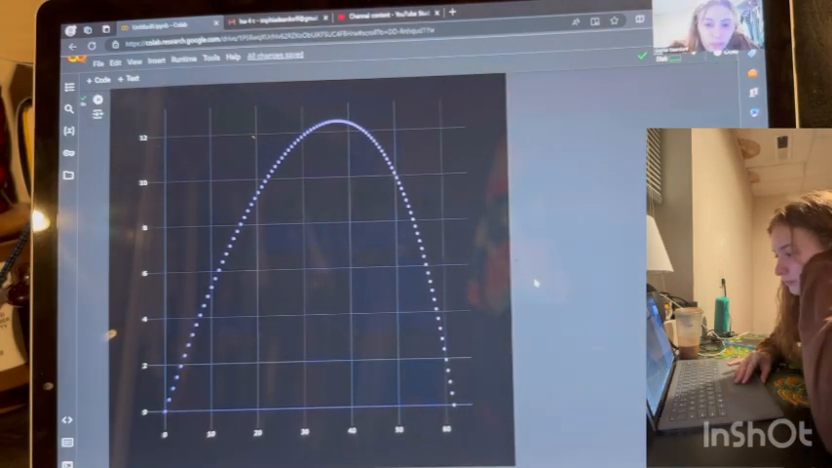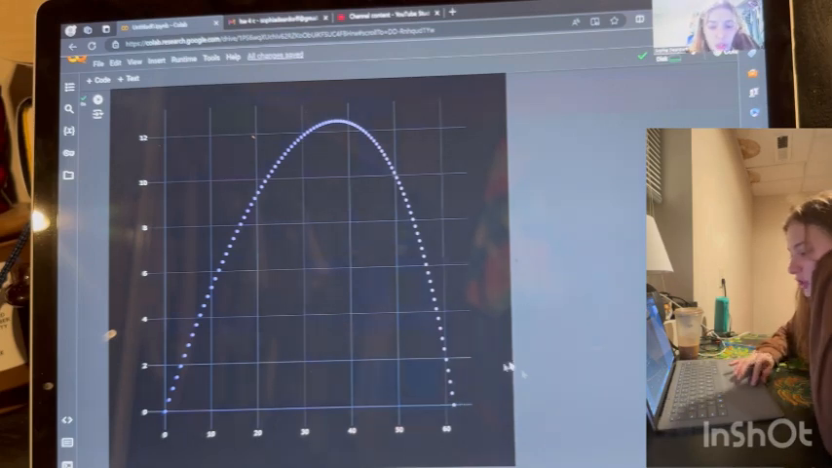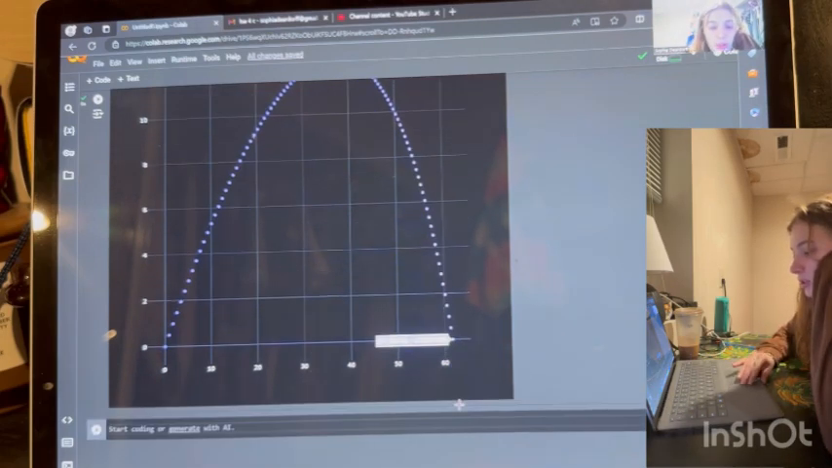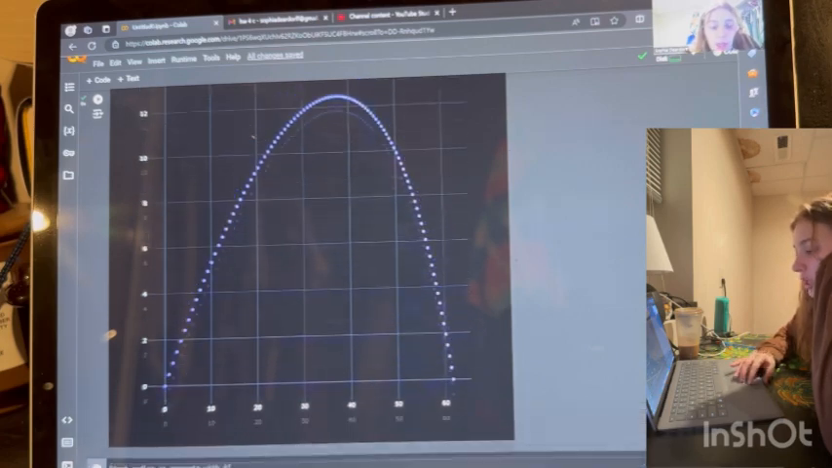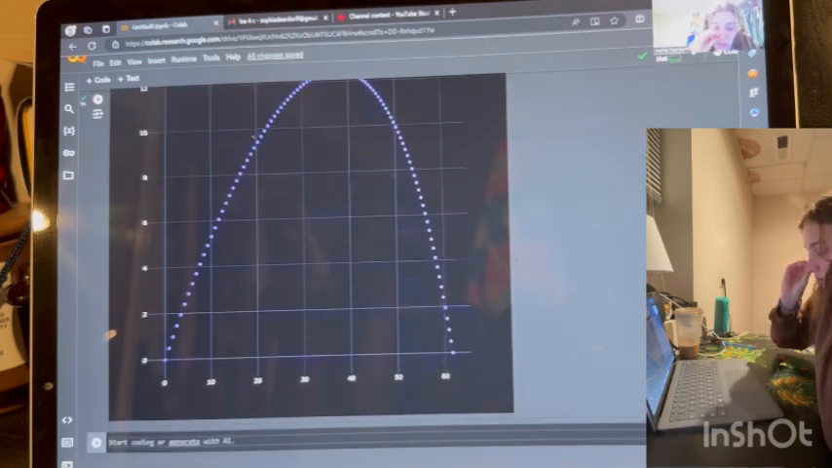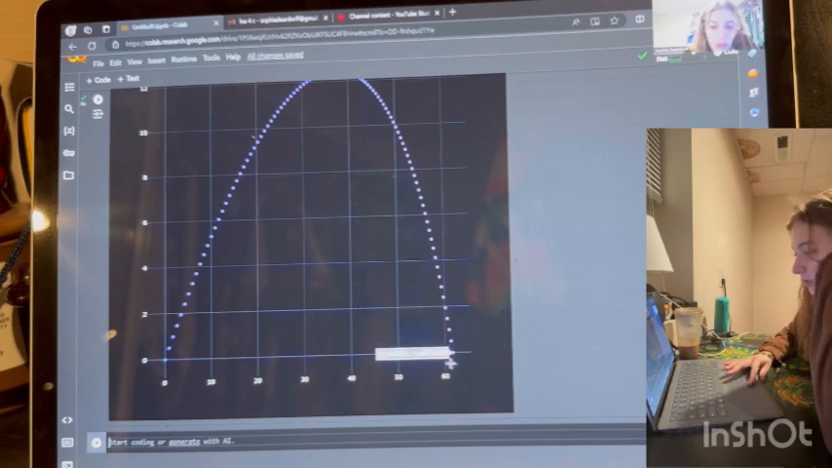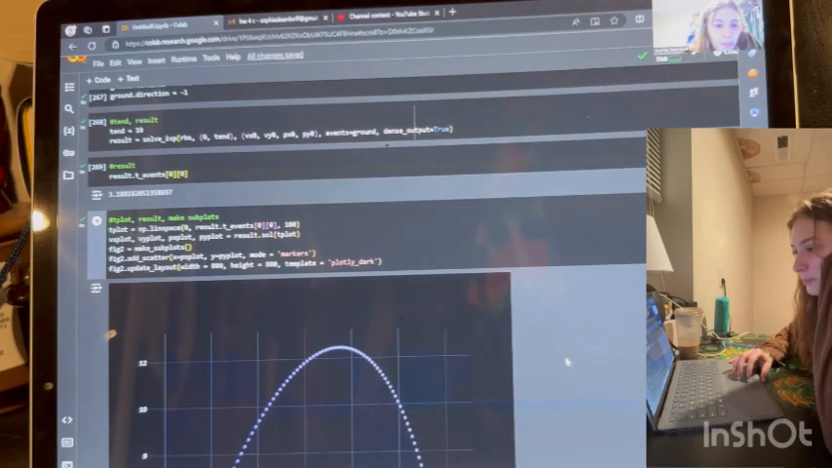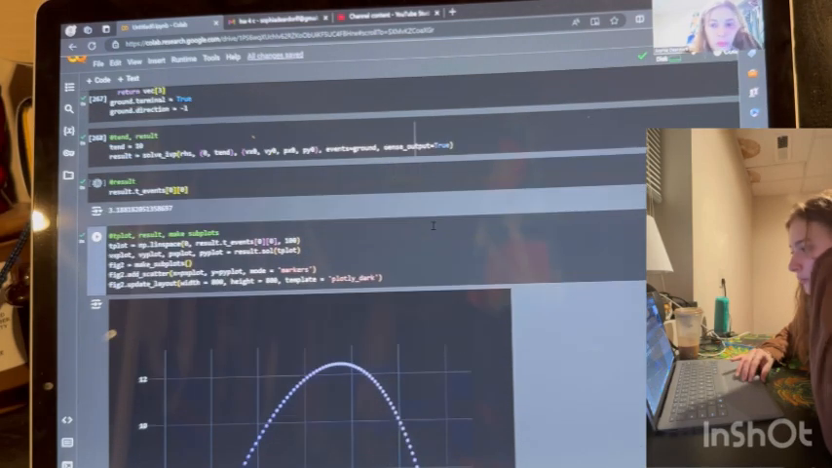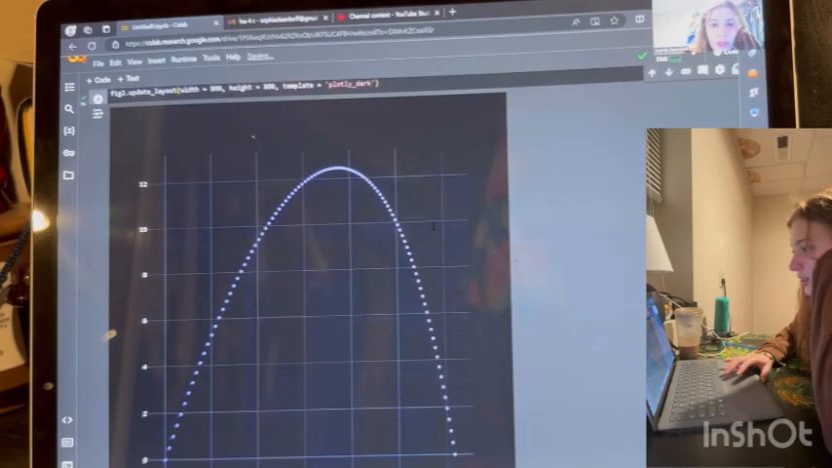Alright, so it looks like it lands just past 60 meters. That's what this is, even though our axes are not labeled with correct units, or any units really. So that is going to be our answer for how far it lands. And that is all for this part of the homework.